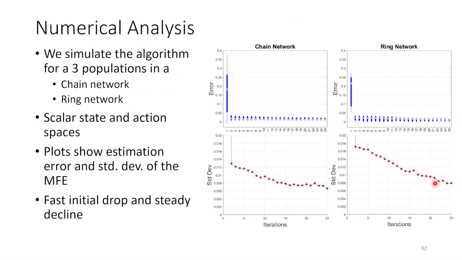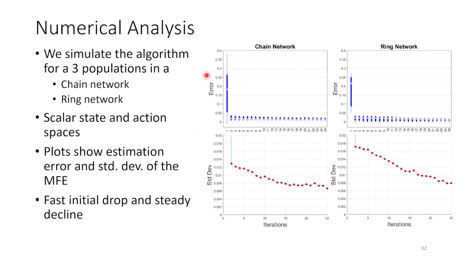So finally, we have some numerical analysis of our algorithm. The x-axis here shows you the iterations of the algorithm, and the y-axis the error in the computed mean field. As you can see, we simulated two different settings, for three populations. In the first setting, we have a chain network where three populations are connected via a chain. And in the second setting, we have a ring network where the three populations are fully connected. So each population is connected to the other populations. And we have a scalar state and action space.